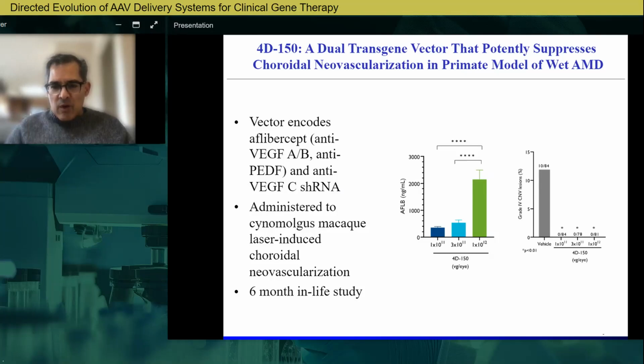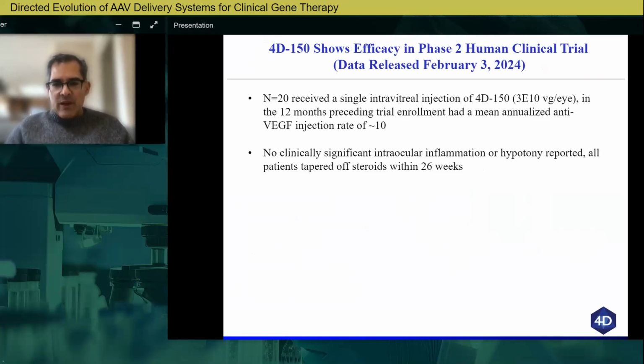Next, we wanted to test whether or not this aflibercept could actually reduce the incidence of vascularization within this model of wet AMD. And you can see that as compared to a vehicle control on the right-hand side, even a dosage of 10 to the 11th was sufficient to completely inhibit or block the formation of these vascular lesions. So based on this, the study progressed into a human clinical trial sponsored by the company.